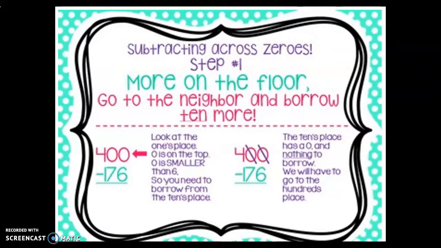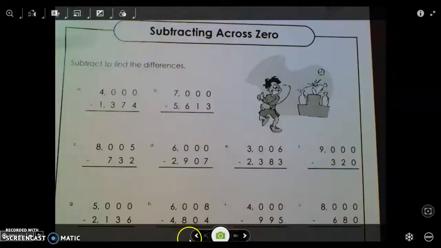So remember, when you have more below or more on the floor, you need to borrow 10 more from your neighbor. Let's look at this example. It says 400 minus 176. So you're going to look at the ones place. You have 0 and you want to take away 6. You can't do that, so you need to borrow from the tens place. But the tens place has 0. Okay? So you have to keep going over until you can borrow from one, and then we're going to work our way back. So let's look at some examples.